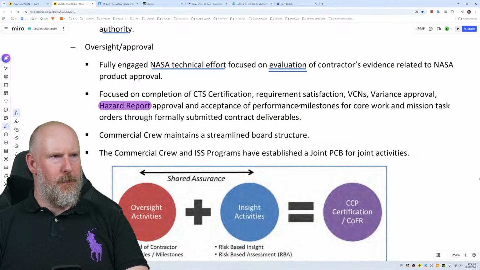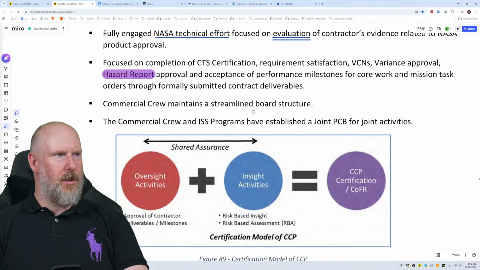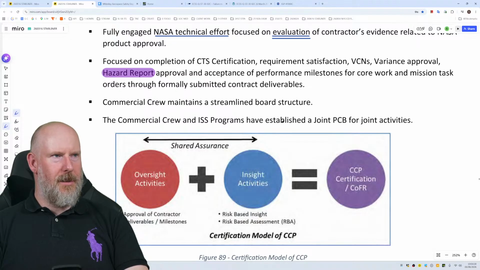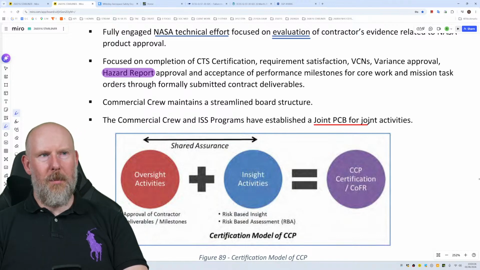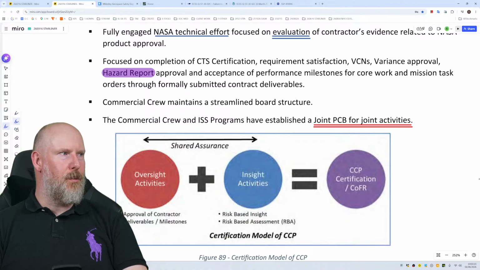Approval and acceptance of performance milestones for core work and mission task orders through formally submitted contract deliverables. Commercial crew maintains a streamlined board structure. The Commercial crew and ISS programs have established a joint PCB for joint activities. So is this joint operational activities, or is this for design cooperation? What is that for? What is the scope?